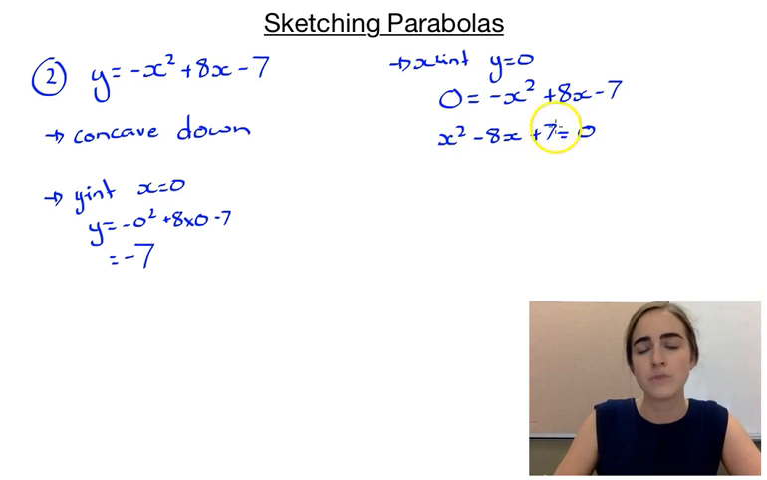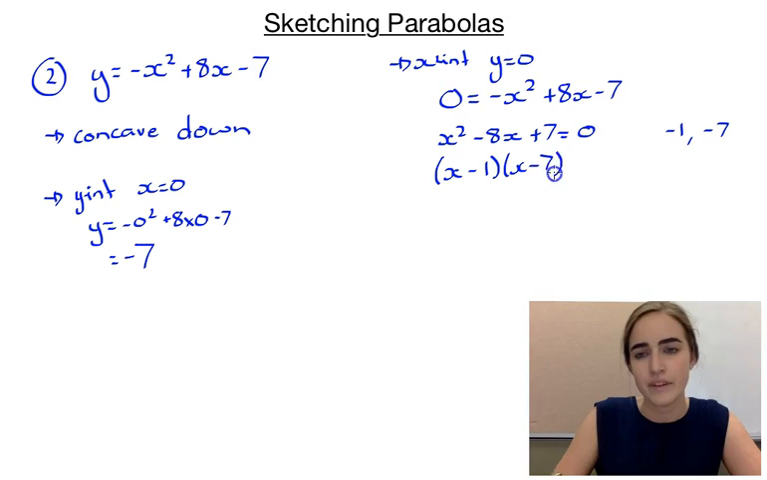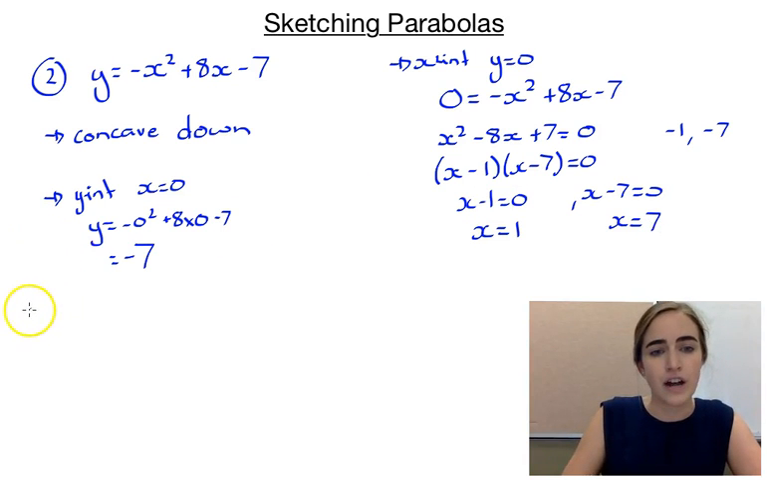So we need two things that multiply to give positive 7 and add to give minus 8. So that would be minus 1 and minus 7. So that will factorize to x minus 1, x minus 7 is equal to 0. So we'd have x minus 1 is equal to 0, or x minus 7 is equal to 0, which gives us intercepts of x equals 1 and x equals 7. The last thing we need to do is look for our vertex.